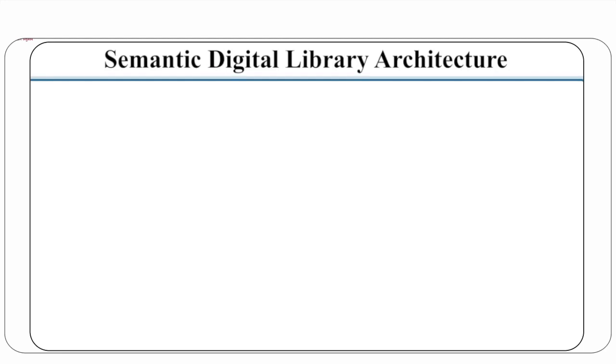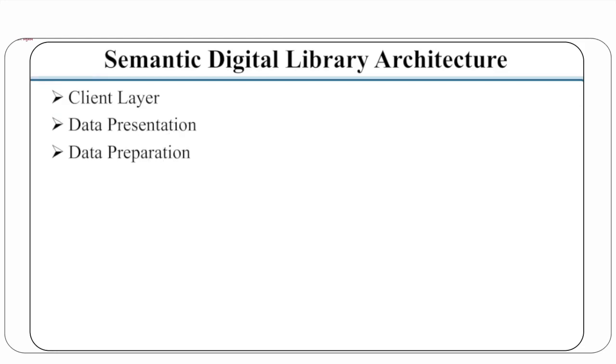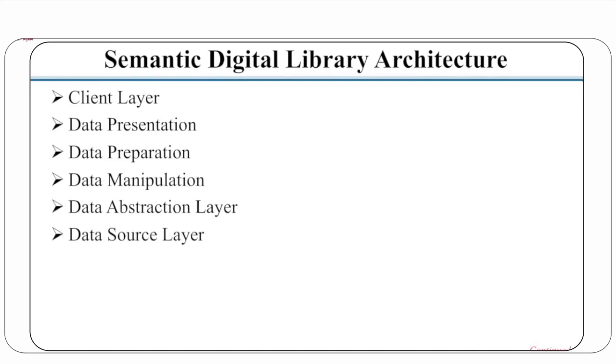The lower layers in the figure are more data-oriented, and the upper layers provided the requirements of the end users and external services. The service-oriented architecture is proposed to specify, organize, and execute services delivered by each abstraction layer. The 6 layers are client layer, data presentation, data preparation, data manipulation, data abstraction, and data source layers.